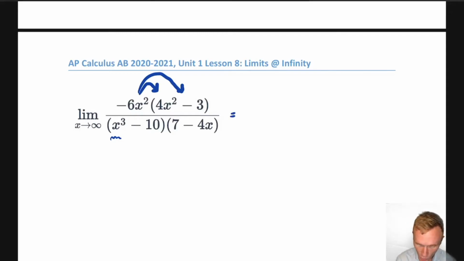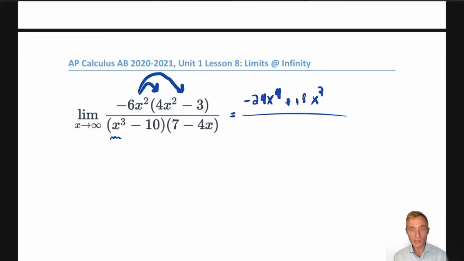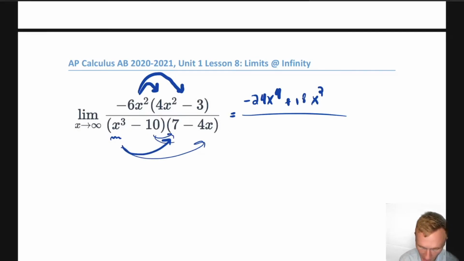In this case, if you were to distribute, you'd have negative 24x to the fourth plus 18x squared on the top. On the bottom, I'm going to show you a little trick to save some time. Yes, I could do first, outer, inner, last. I could distribute. I could do that binomial multiplication. But all I really care about is that leading term. So all I care about is what is x cubed times negative 4x. It is negative 4x to the fourth.